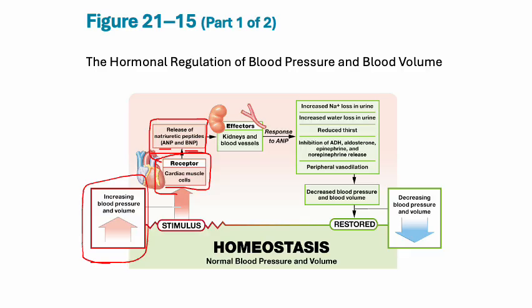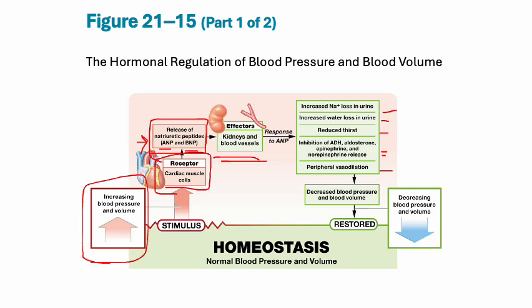to be released. Natriuretic peptides are those that increase the loss of sodium. So it tells our kidneys to get rid of more sodium, and when we get rid of more sodium, we get rid of more water. So this is going to increase sodium loss, increase water loss, they go together, reduce thirst, and inhibit the antidiuretic hormone, aldosterone, and epinephrine, norepinephrine, all of those things that increase the blood volume, and peripheral vasodilation.